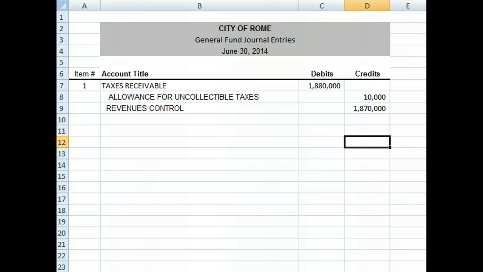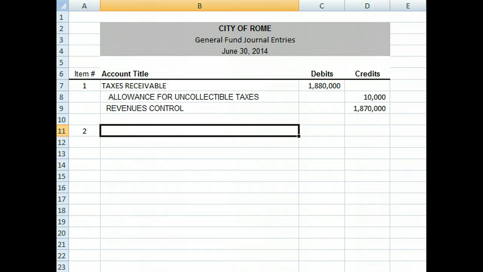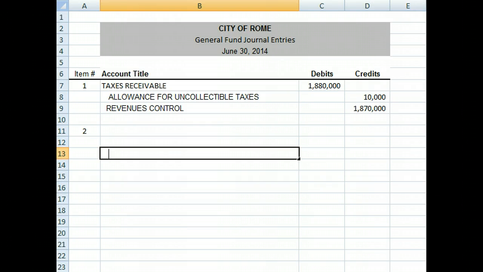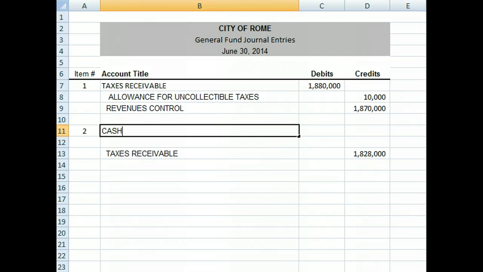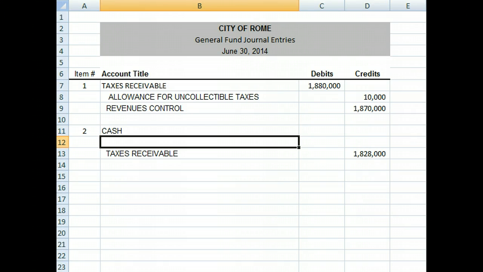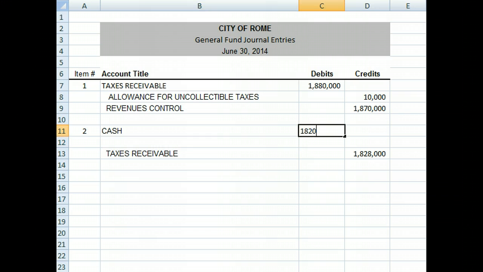You'll notice though there's also a credit of $1,828,000 to taxes receivable. So let's go ahead and record journal entry number 2. That credit is to taxes receivable, so I'm going to do that first, $1,828,000. You'll also notice that we've got a debit to cash of $1,820,000. Because taxes are our revenue source, that's generating cash of $1,820,000.